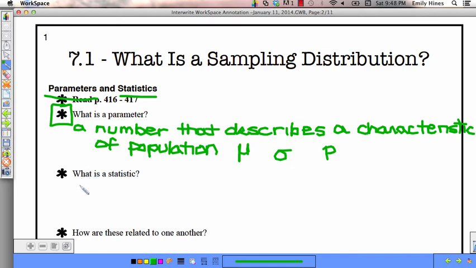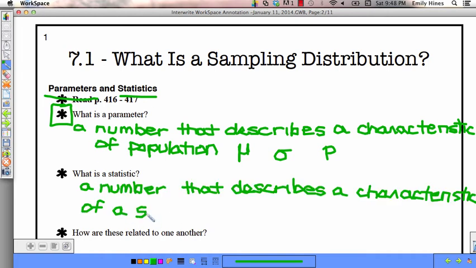A statistic, on the other hand, is a number that describes a characteristic of a sample. These are usually represented by Roman letters, which are our normal alphabet letters. Usually lowercase, and they usually have a symbol. So instead of mu, if I'm talking about a sample, I talk about x bar. Instead of sigma, if I'm talking about a sample, I say s sub x. And instead of P for proportion, if I'm talking about a sample proportion, I say p hat. So you're going to hear me say these things: x bar, s of x, p hat. That's how we talk about these.